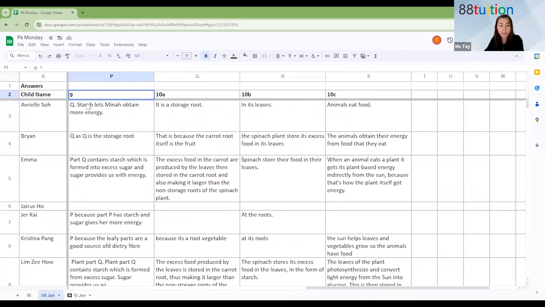I think the system, when it exports out your answer, wasn't able to tell part 1, part 2. So A part 1, A part 2 became 9A and 9B. That's why the original 9C became 9D. Okay, starch lets Mina obtain more energy. Right.